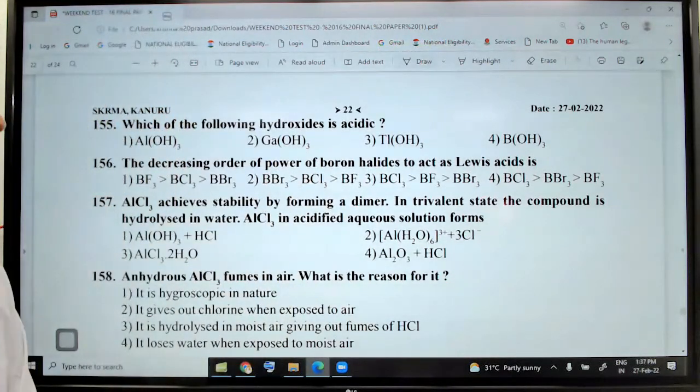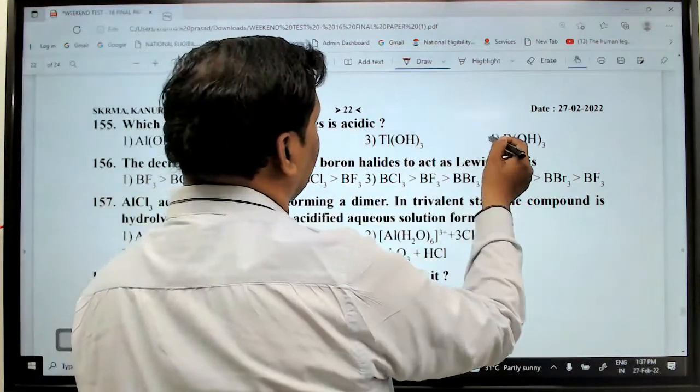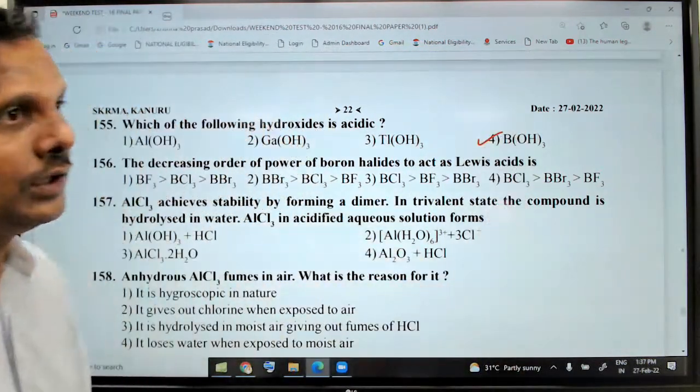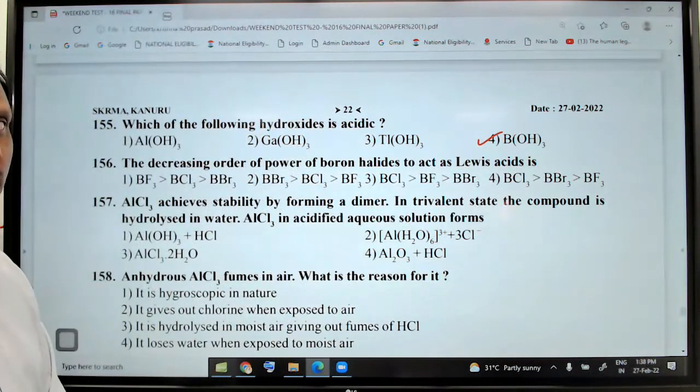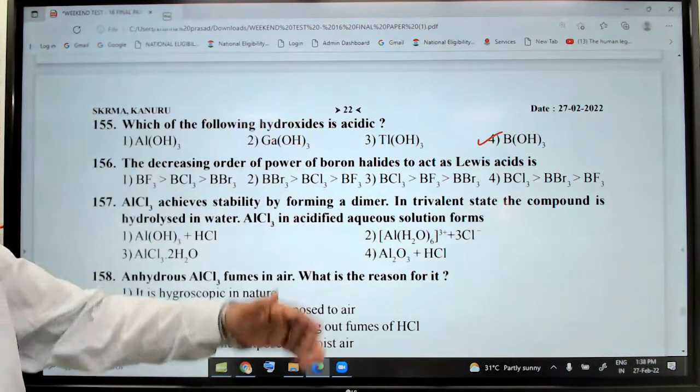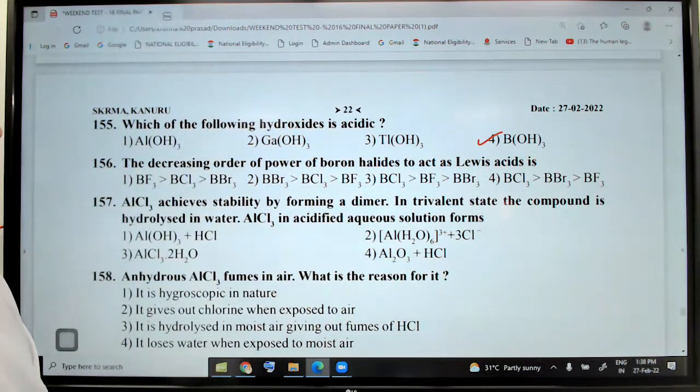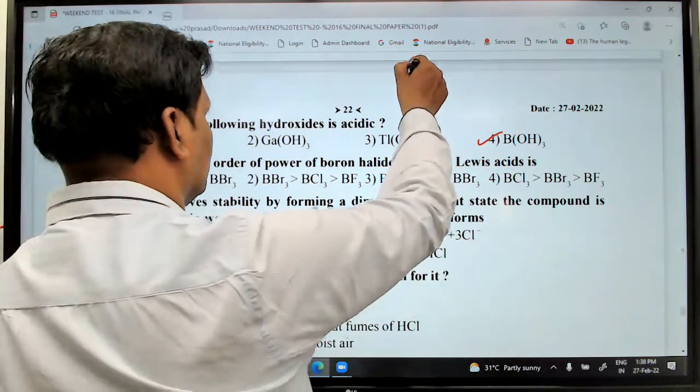Which of the following hydroxides are acidic in nature? For your information, these are the only acidic ones. The remaining: alumina, Al2O3, is amphoteric, and the remaining are basic in character. From top to bottom, basic nature increases. Next question.